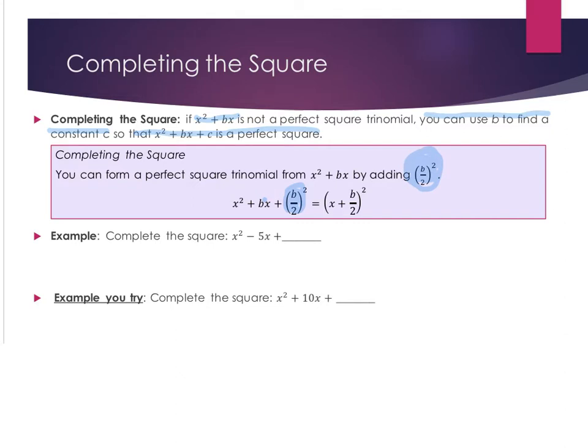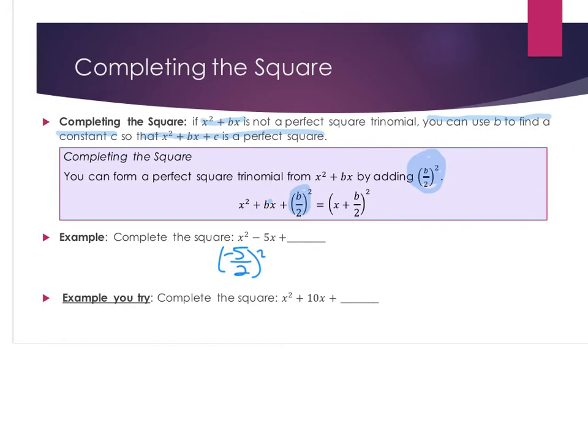Let's look at an example to illustrate this. The first thing we'll do is take that middle number, negative 5, divide by 2, and then square it. Now, because it's a fraction, I'm not going to use a decimal. I'm going to leave it as a fraction. So this is equal to 25 over 4. Now I want you to try the example you tried. Hopefully you found 25 to be your answer.